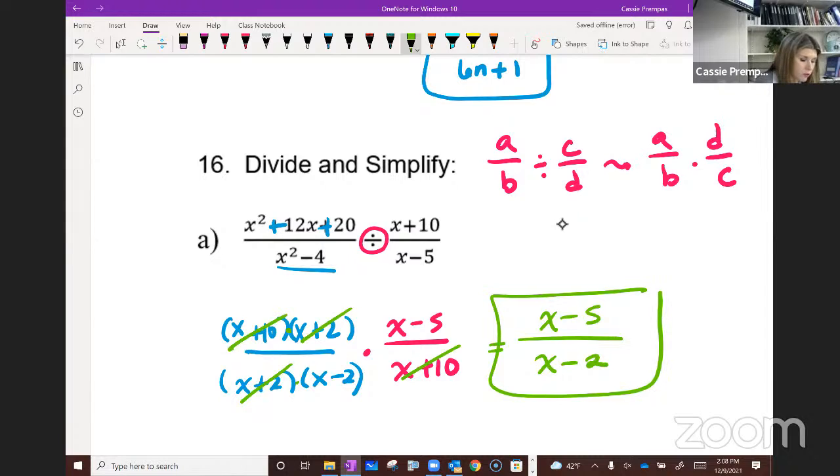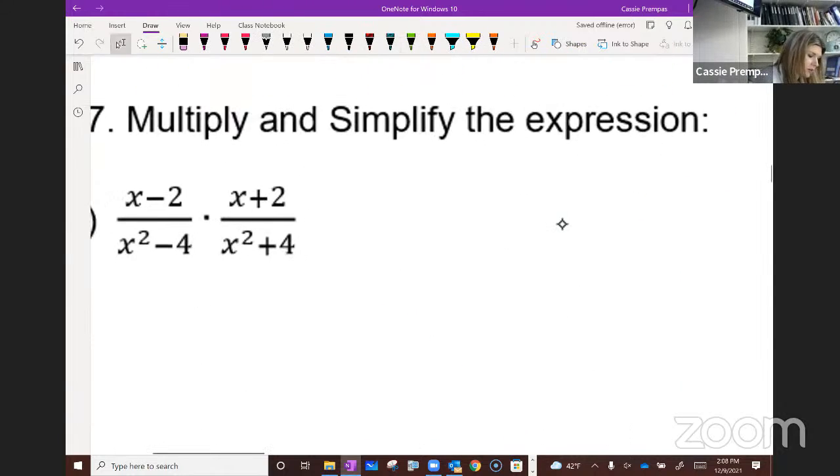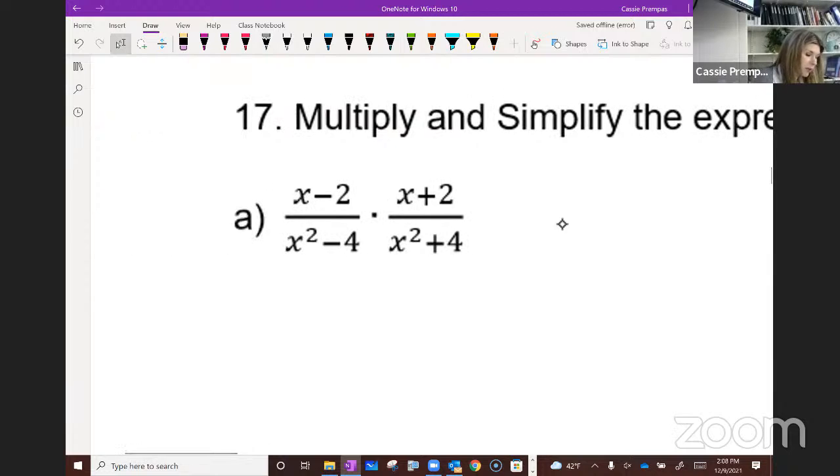Mario. This was lesson P7. Was it B or C? Oh, goodness. I think it's B. P7C is when we added and subtracted. So yes. All right, on to number 17. Number 17, if I multiply, am I going to flip that second fraction? No, but I do need to factor where possible.